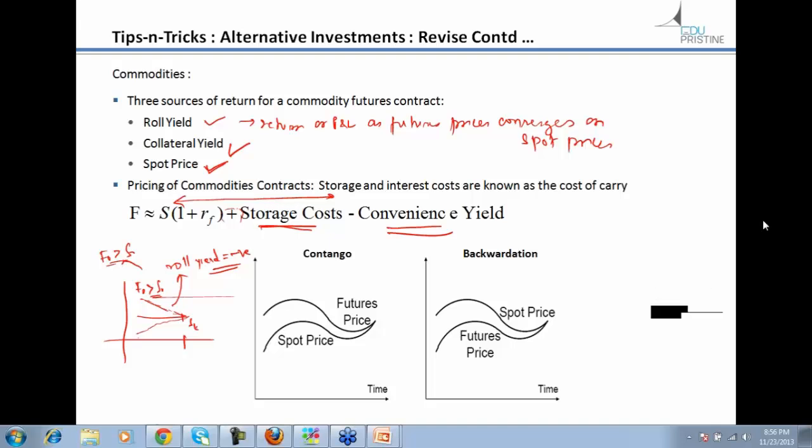What do I mean by discount phase? That means that I am expecting that the value of the stock or the value of the underlying is likely to fall in the future. Then such a phenomenon is referred to as backwardation.